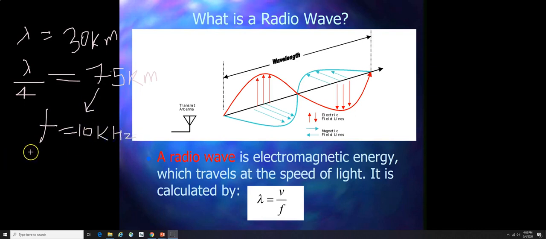Previously we had 1 kilohertz, and with that the size of the antenna was 75 kilometer, which is 46.6 miles. And let's work on another frequency, which is maybe 150 megahertz.